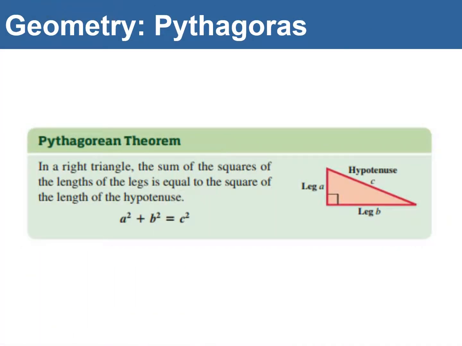Now Pythagoras said that if you have a right triangle, then the sum of the squares of the legs is equal to the square of the hypotenuse. a squared plus b squared is c squared.